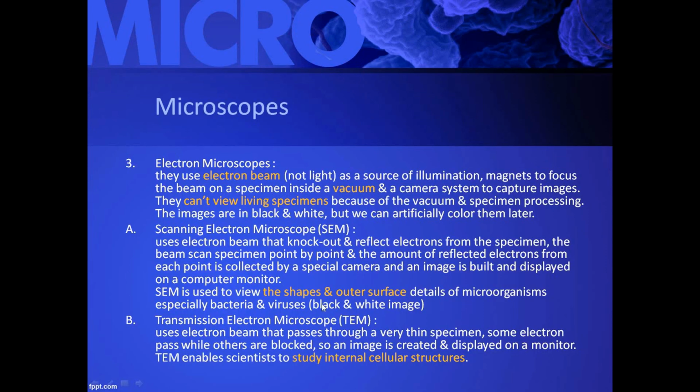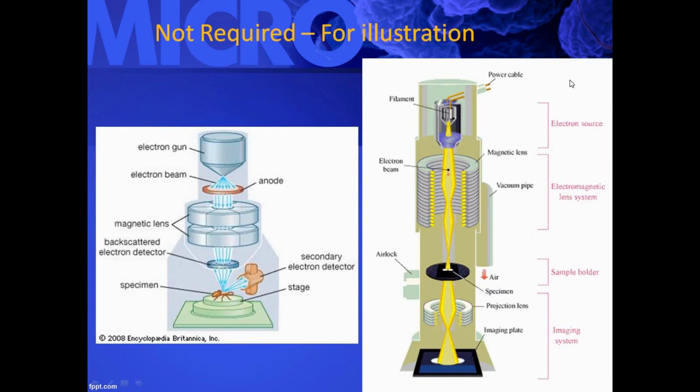Okay, did we miss anything? It uses an electron beam that passes through a very thin specimen. Some electrons pass while others are blocked, so an image is created and displayed on a monitor. TEM enables scientists to study internal cellular structures.